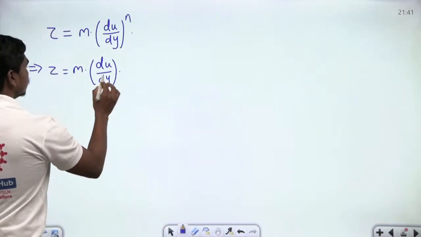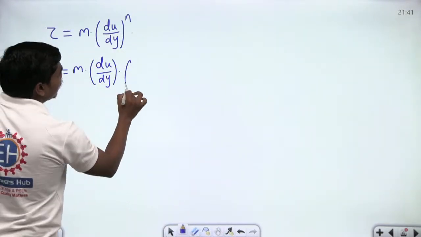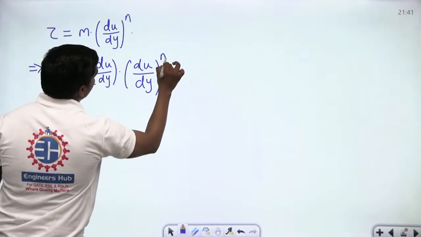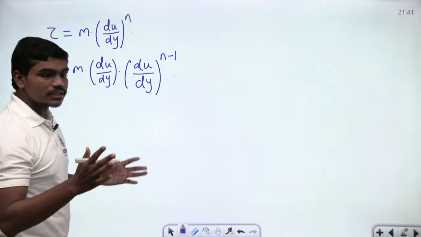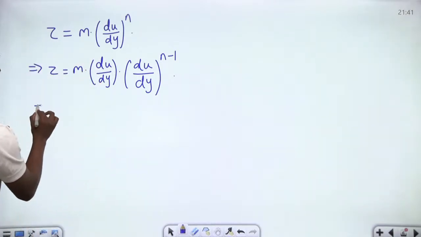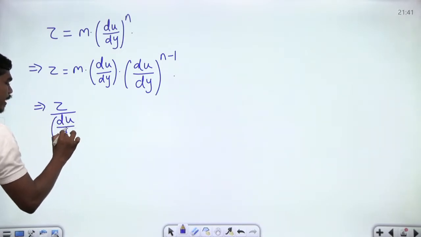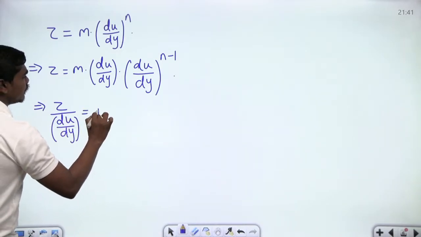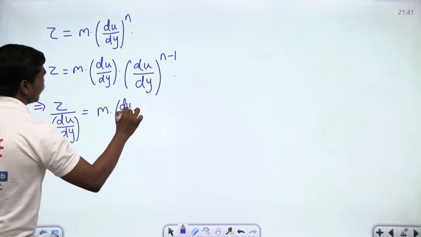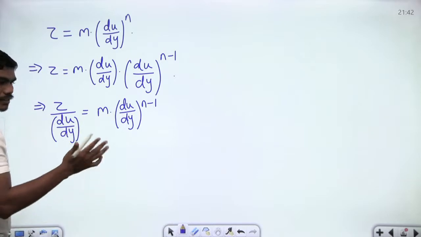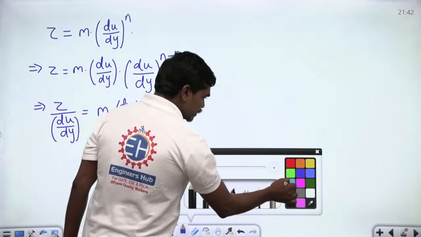Okay, fine. So this can be written as m into du by dy into du by dy whole power n minus 1. Correct? Can we write this? Now, one very important thing is if you write tau divided by du by dy, in this case, this is equal to m into du by dy whole power n minus 1. Correct? This is what we have. Now, see carefully.